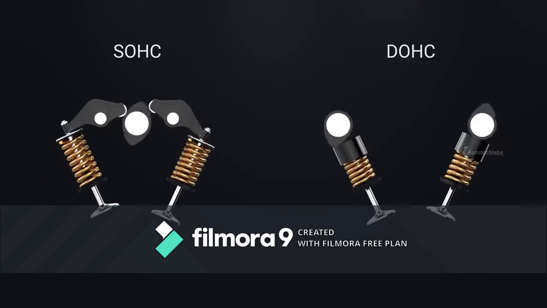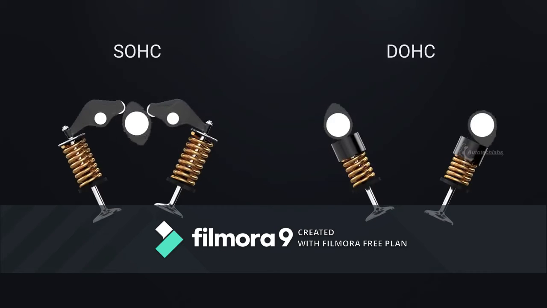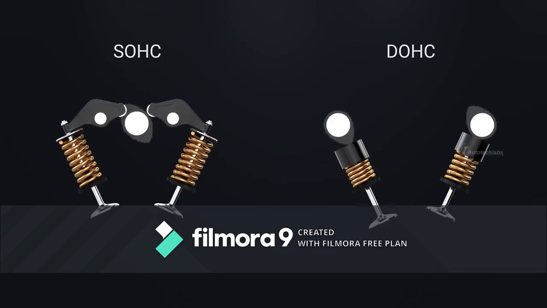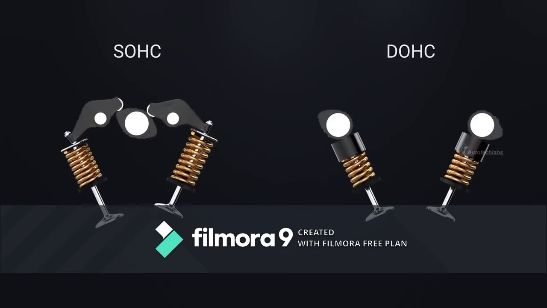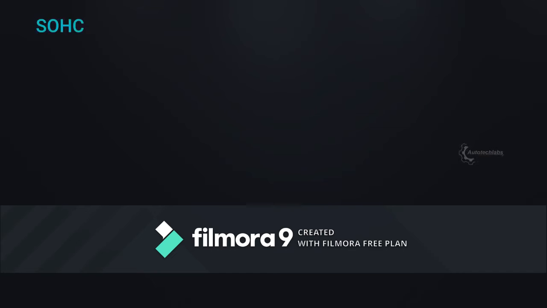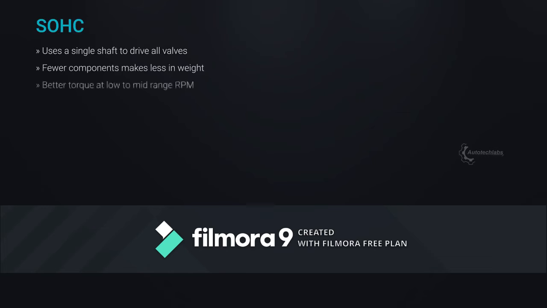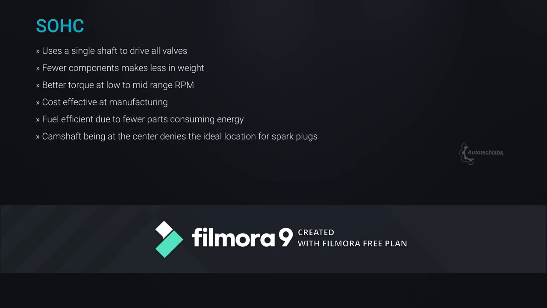When it comes to choosing between SOHC and DOHC engines, both have their own pros and cons. Let's look at some points briefing the presentation. SOHC uses a single shaft to drive all valves. Fewer components make less weight. Better torque at low to mid-range RPM. Cost-effective at manufacturing. Fuel efficient due to fewer parts consuming energy. Camshaft being at the center denies the ideal location for spark plugs.